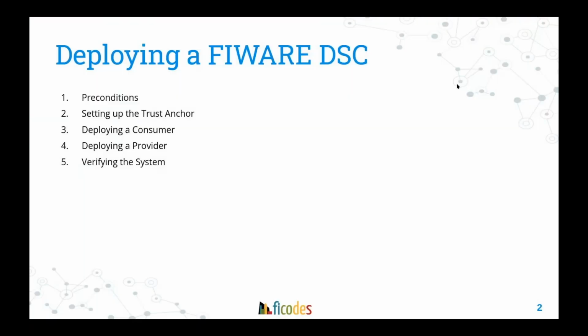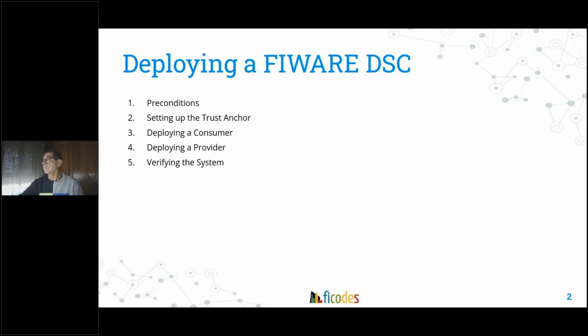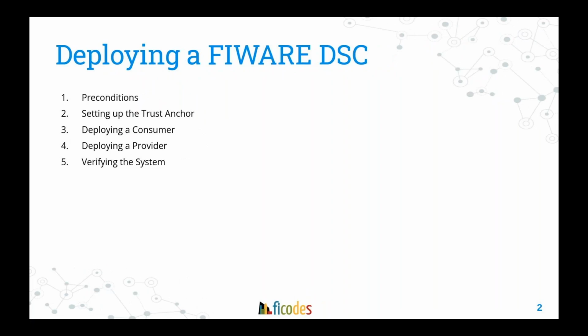Okay, let's have a short look on what we want to do today. I will start with some, let's call it preconditions. So essentially what we expect to be in place before we start to deploy the FIWARE Data Space connector. Then after this, more theoretical part, we will go to the interesting parts of actually deploying a FIWARE Data Space connector. First by setting up the trust anchor, then deploying a data space connector for a consumer, then deploying a data space connector for a provider, and in the end also verifying the system.